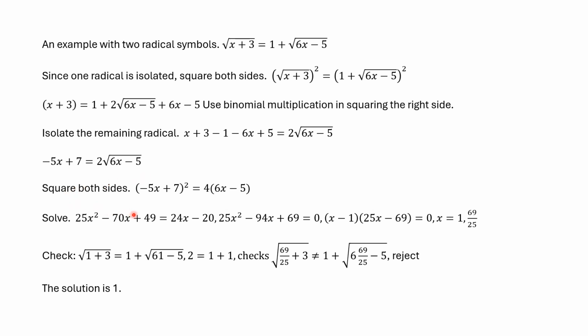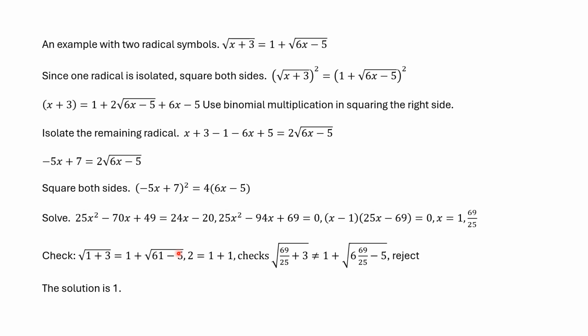Well, if I square both sides, I have the negative 5x plus 7 times itself. And that will give me negative 5x times negative 5x is 25x squared. Negative 5x times 7 and another negative 5x times 7 is negative 70x. And 7 times 7 is 49. On the other side, do remember to square the 2. It becomes a 4, and the radical symbol disappears. So you get 4 times 6x minus 5, which is 24x minus 20.